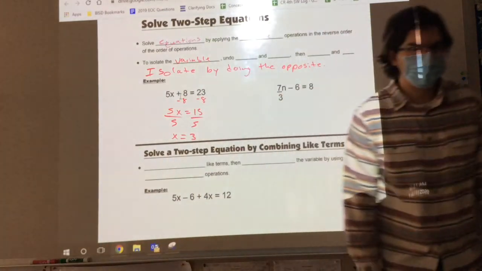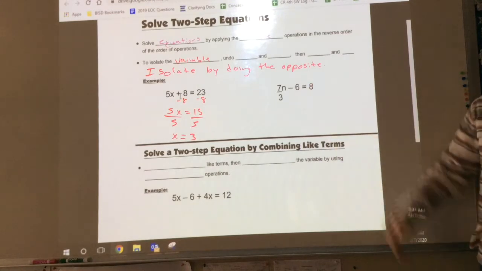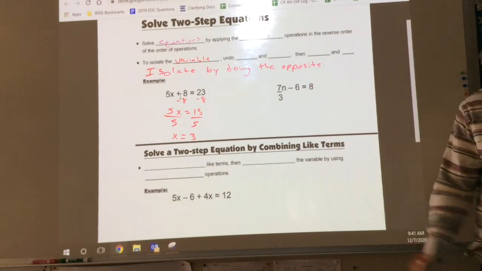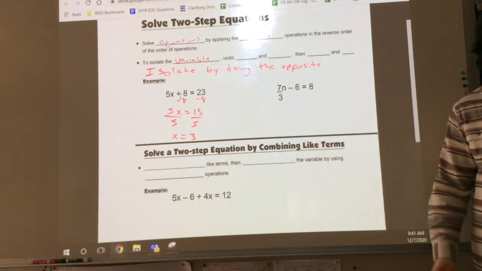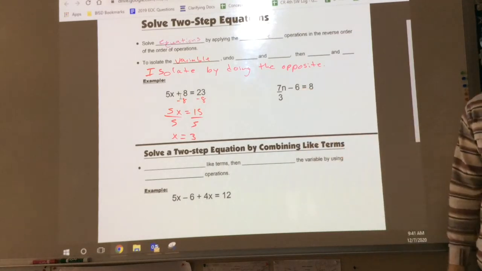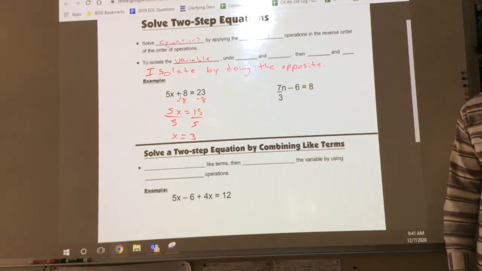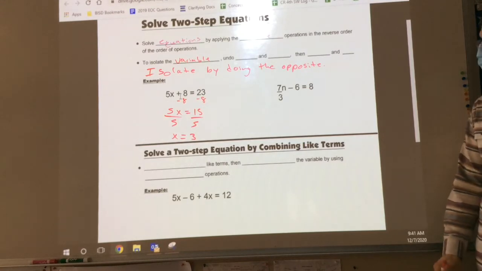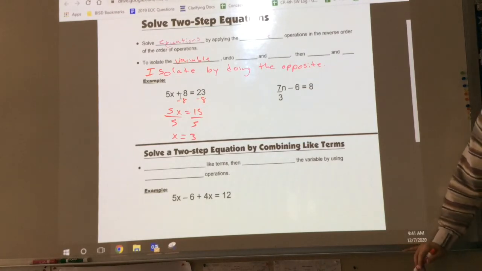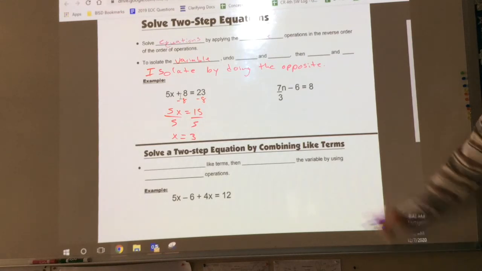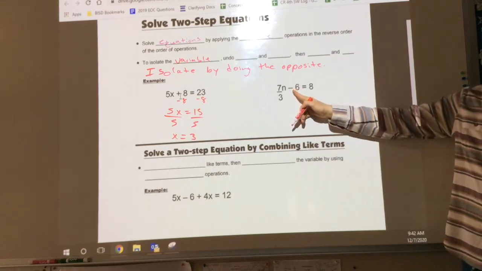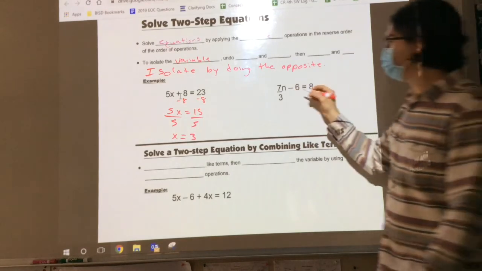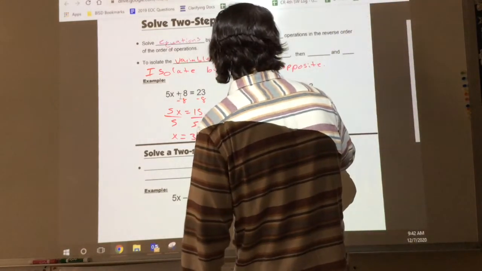Nice. Number 2. Let's see, Rosie. What would you do first to get n by itself? Not subtract 3. Might want to take another shot at it? Nathan, what do you think? Add 6. We're going to add 6, because this number is not attached to the variable, right, Rosie? So I'm going to add 6.